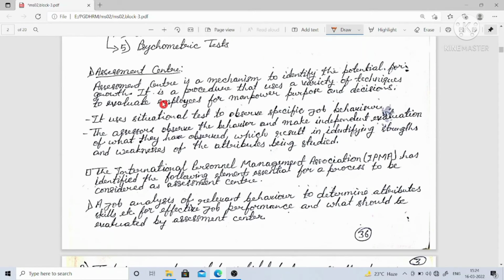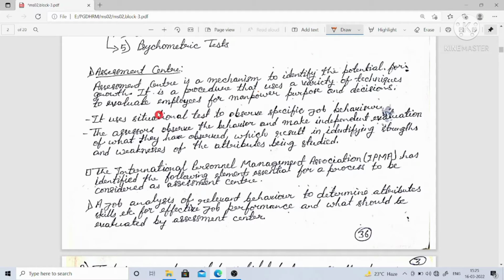So assessment center is a mechanism to identify the potential for growth. It is a procedure that uses a variety of techniques to evaluate employees for manpower purposes and decisions. Employees are evaluated by using various techniques in this assessment center method of competency mapping.